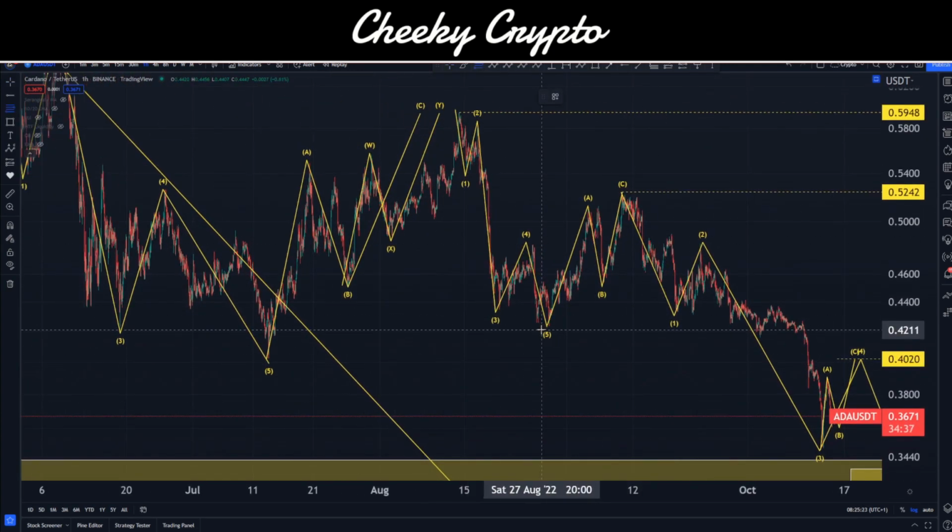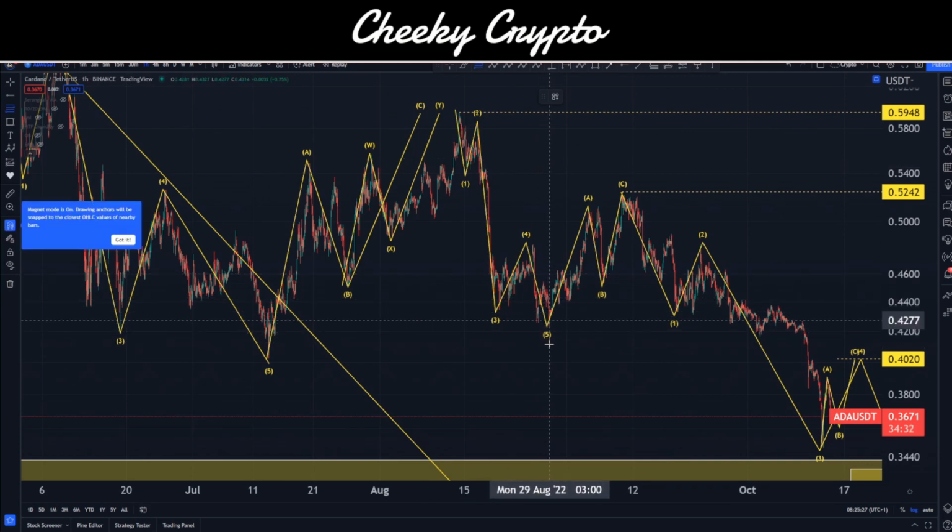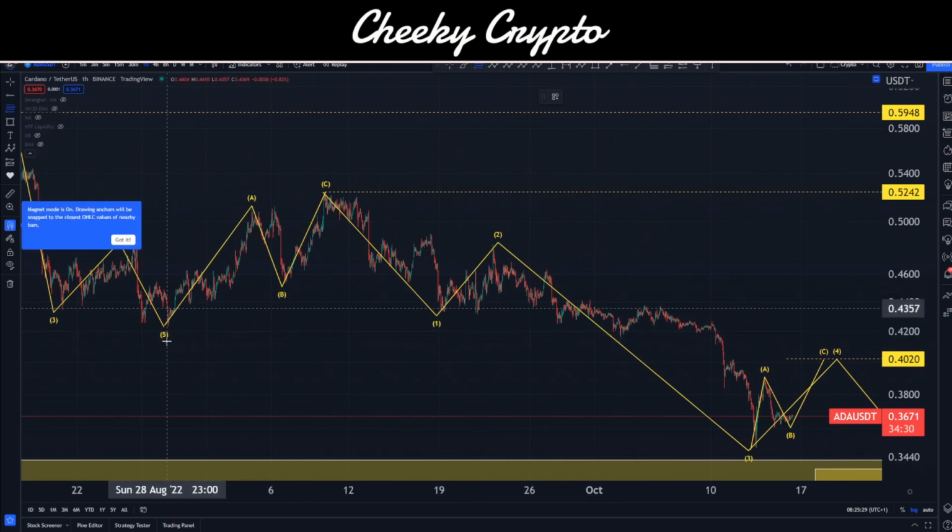So instead, what I want to do is take this low point just on here. I'm going to zoom back in to see if I can get that wick right on there.